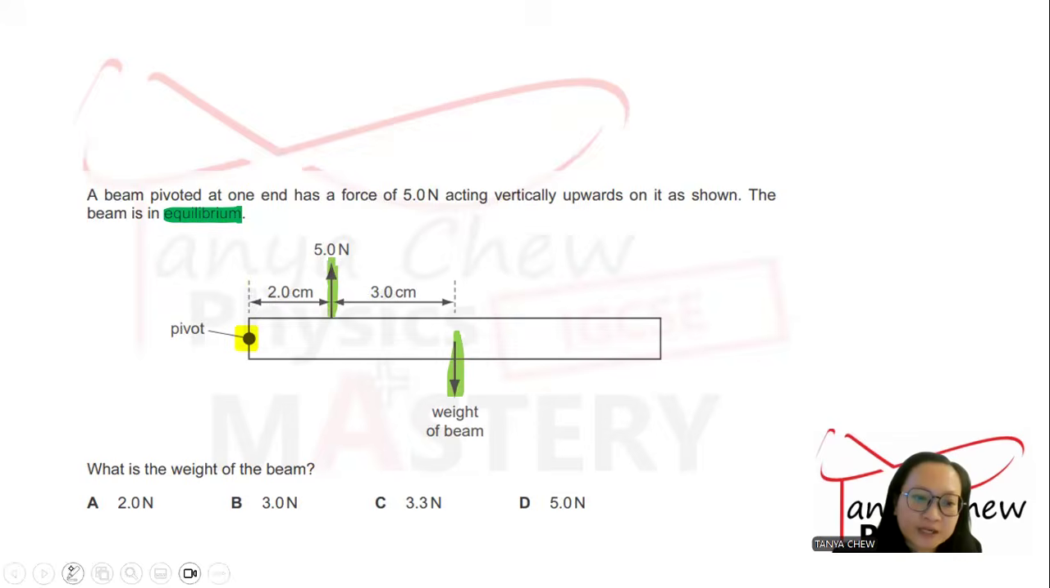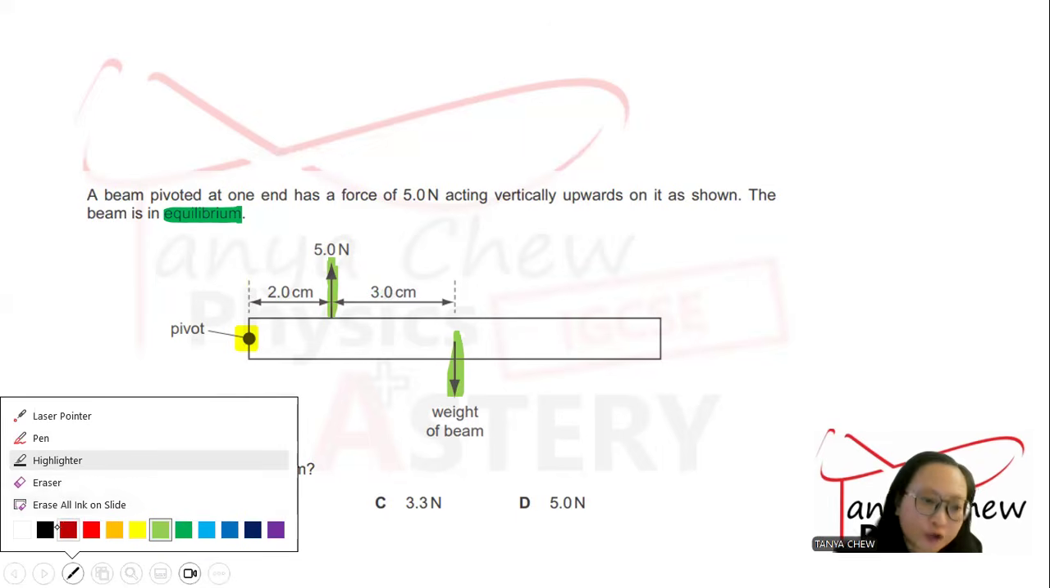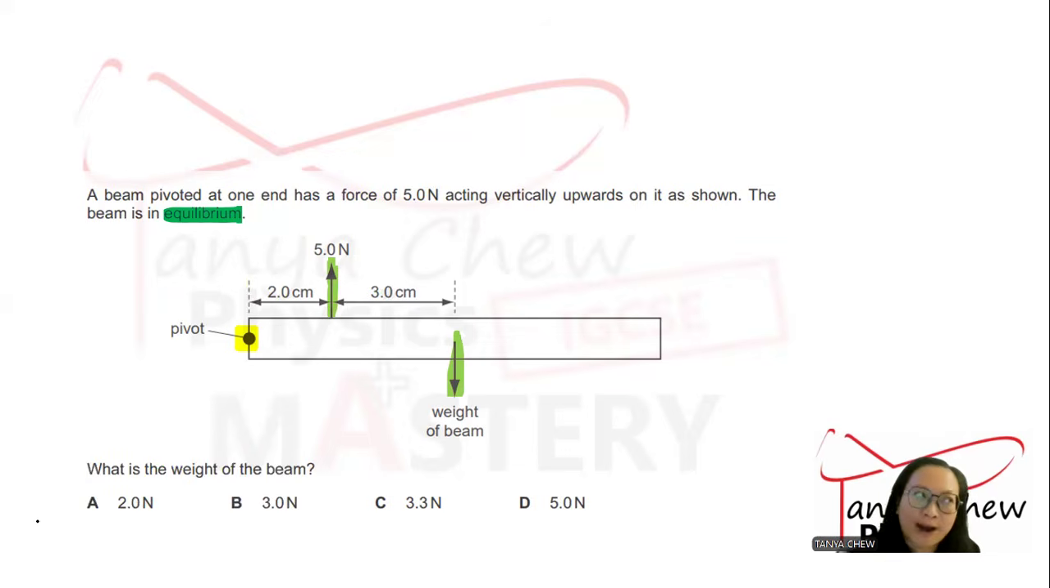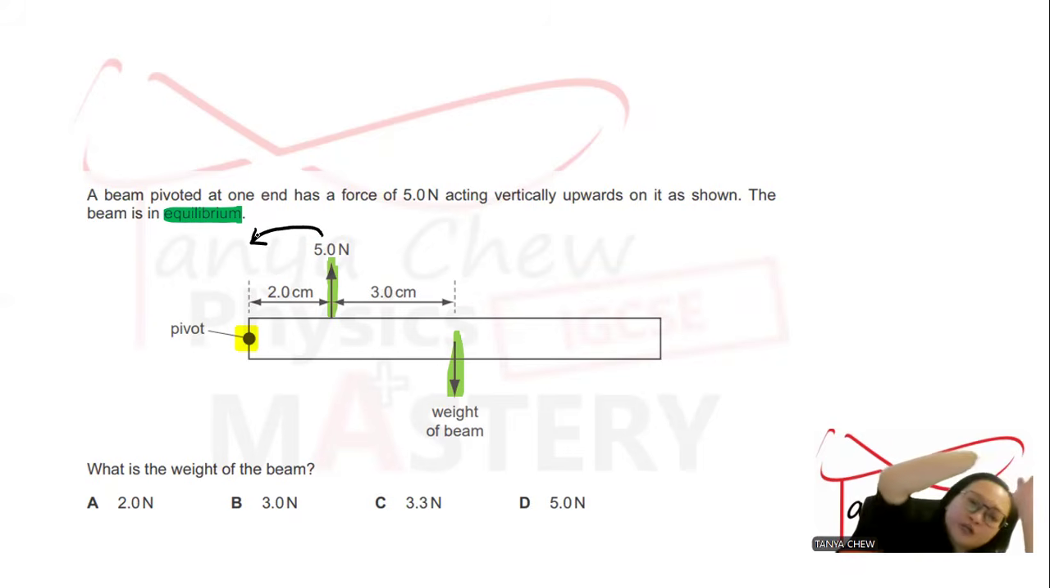Then determine the direction of turning, whether this force will cause a turning effect in clockwise direction or anti-clockwise direction. How to see? You look at 5 Newton first. 5 Newton is going upwards. Where's the pivot? Pivot is on its left-hand side. So 5 Newton going outwards because this is moment, the force will cause a turning effect. So this force will have to turn towards the pivot. Going out while turning towards the pivot, this is called anti-clockwise.